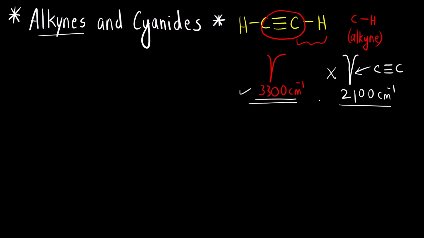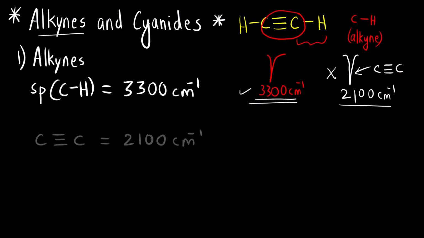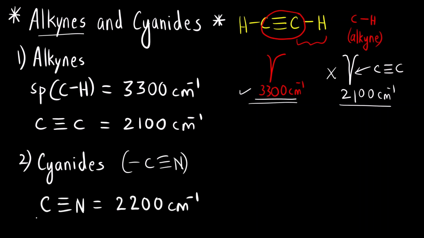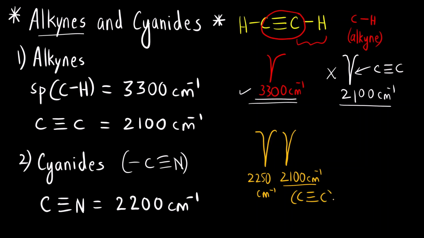For alkynes you will see two peaks: a sharp peak at 3300, and for the carbon-carbon triple bond, at 2100 cm⁻¹. And in cyanides you will see a peak for the C≡N bond, around 2200. So this is very important. There are two peaks in the range of 2100 to 2300. One is the peak at 2100 cm⁻¹, and another is around 2250. The lower value is for the carbon-carbon triple bond, and the slightly higher one is for the carbon-nitrogen triple bond, that is cyanide. We know nitrogen is more electronegative, so the bond is more polar, and that is why we get a higher stretching frequency.